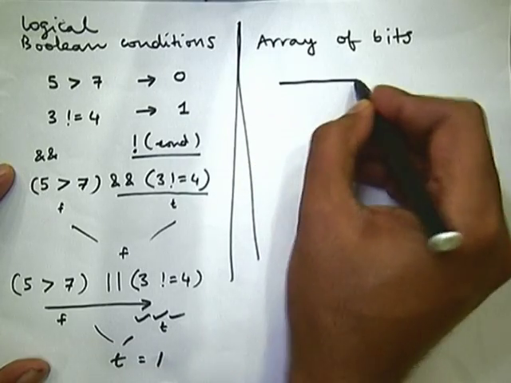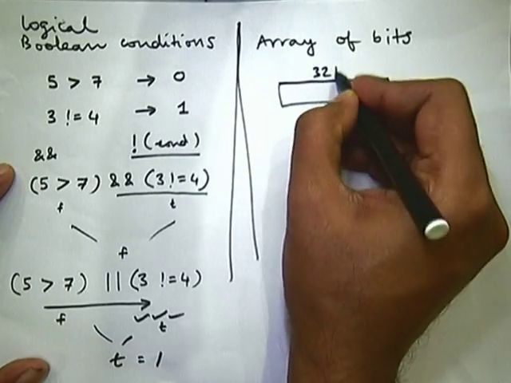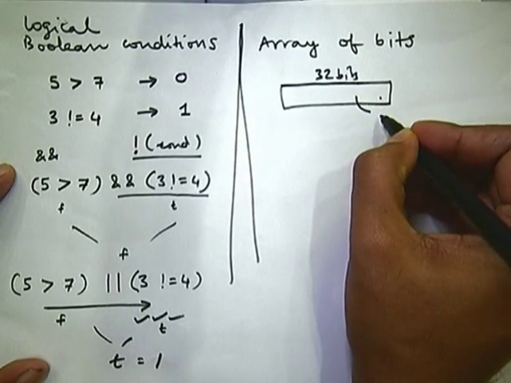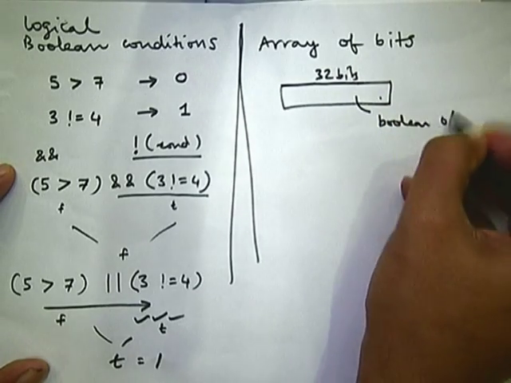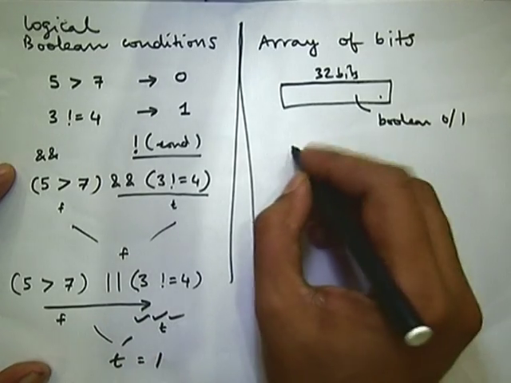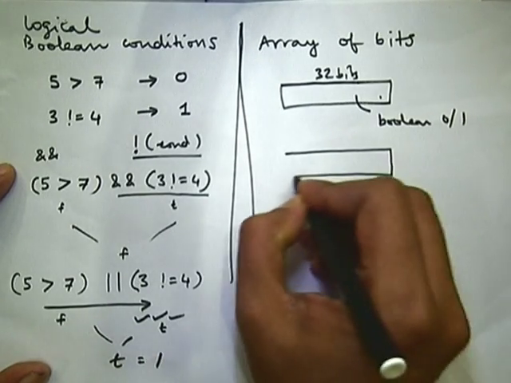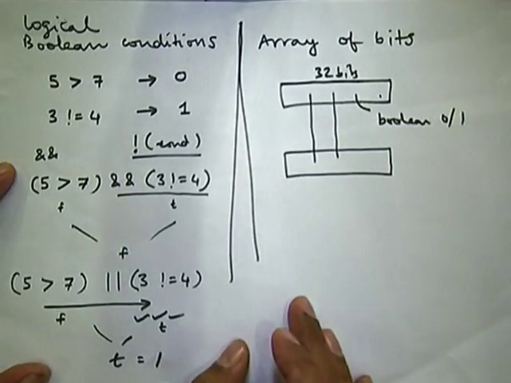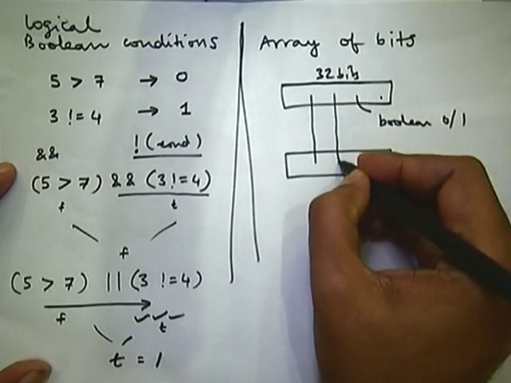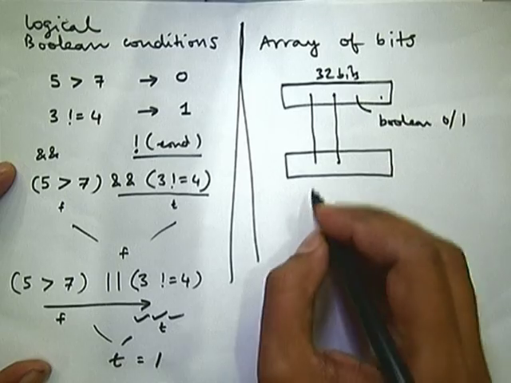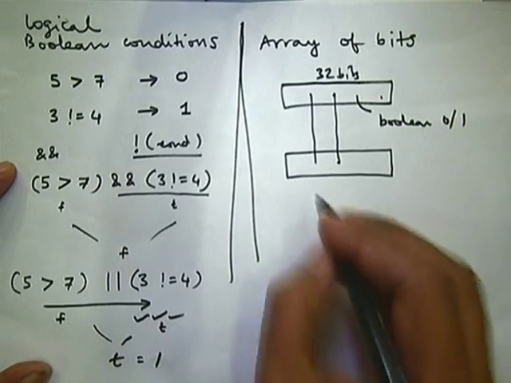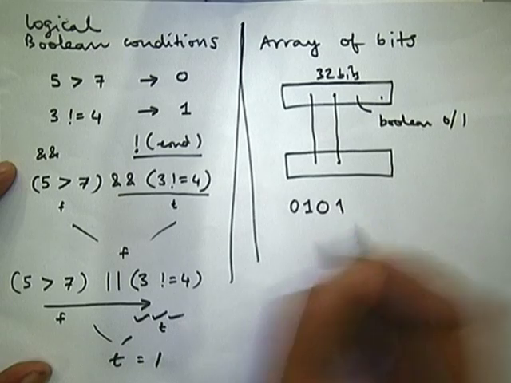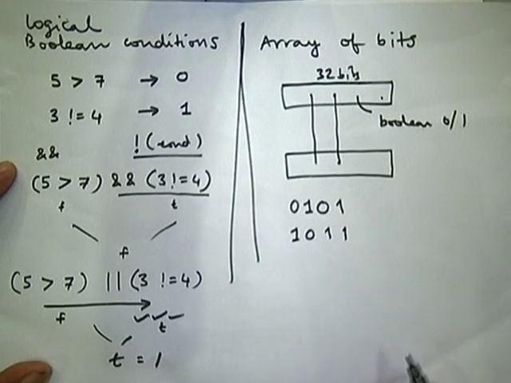But there is an independent set of operations on arrays of bits, by which I mean if you look at say an integer that is 32 bits, each of them is capable of representing a Boolean value 0 or 1. So C++ also supports bitwise operations between two such vectors or even one such vector. Suppose I have two nibbles for writing simplicity, say 0101 and 1011.